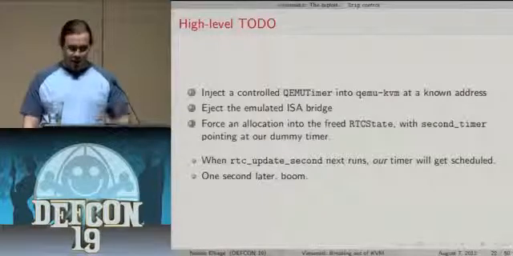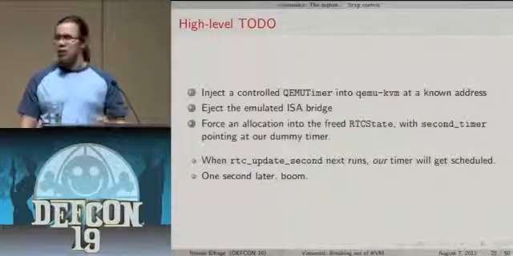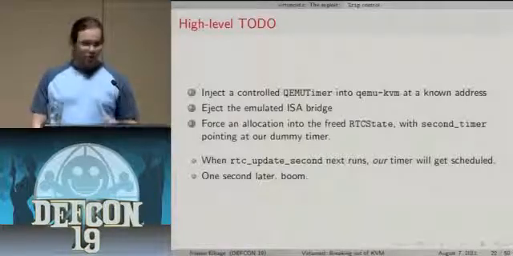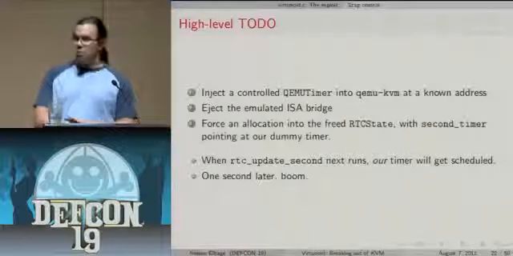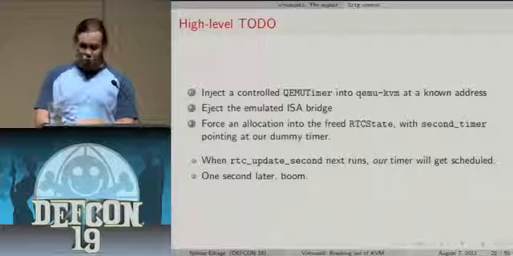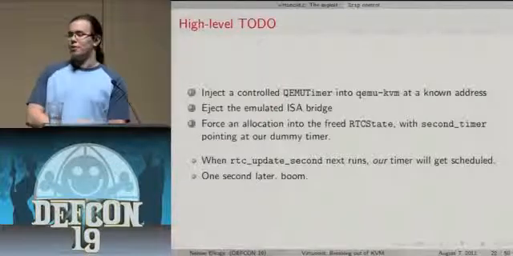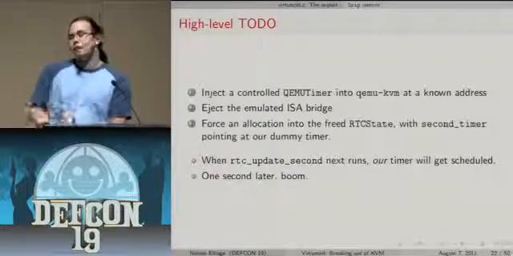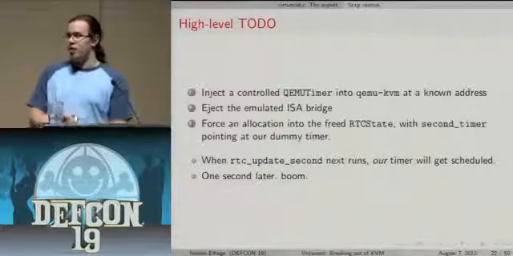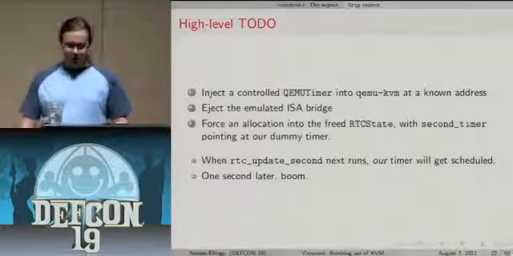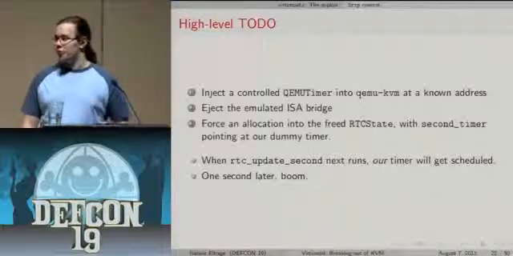So there's 3 steps here. I've already shown you how to do number 2, how to eject the ISA bridge and actually trigger the vulnerability, which leaves 2 things left to talk about. 1, how do we construct fake devices, fake structures, in QEMU KVM's address space? How do we get objects that A, appear in that address space somewhere so that we can write pointers to them, and B, appear at a known address or find out that address so that we can predict that address and write that second timer pointer to point at our thing.